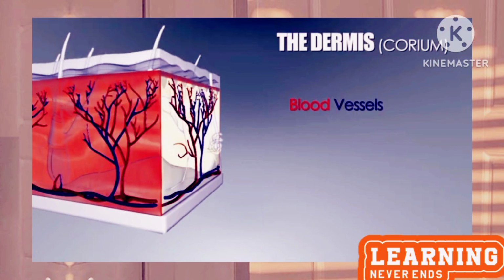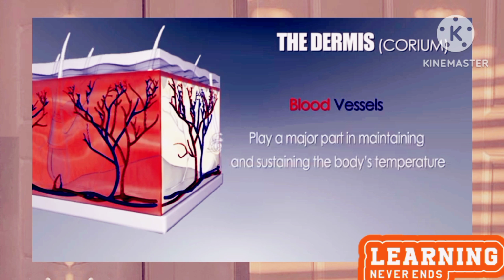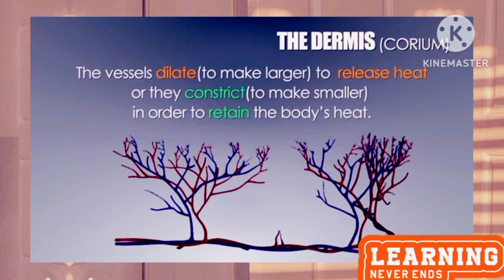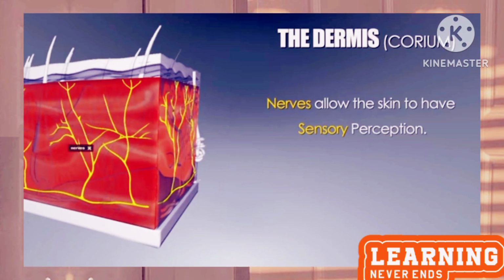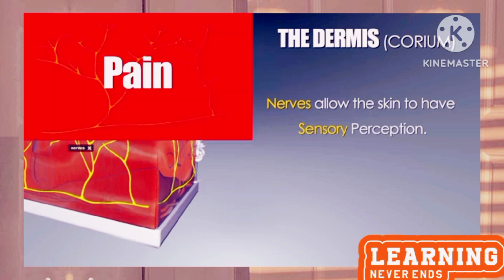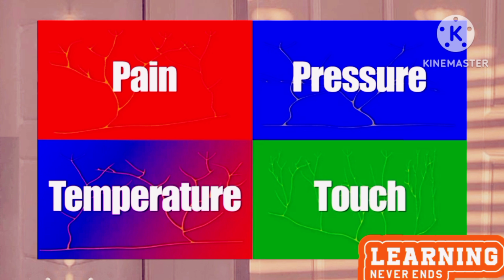Blood vessels. Via the capillaries, nutrients are provided to the skin and waste products are taken away. These blood vessels also play a major part in maintaining and sustaining the body's temperature for optimal function. The vessels dilate to release heat, or they constrict in order to retain the body's heat. Nerves allow the skin to have sensory perception. Through the skin, the body is able to respond to pain, pressure, temperature, as well as touch sensations.